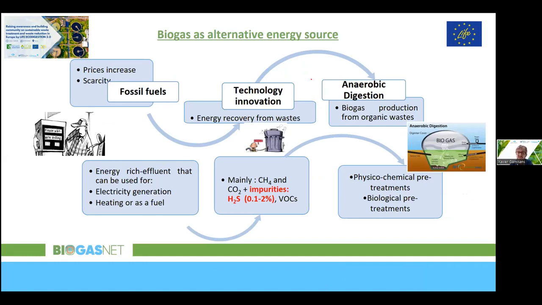I'm not going to explain so much about biogas. Everybody here, I think, knows what biogas is and how it's produced, and basically here I'm talking about the impurities that biogas contains, and in more detail about H2S, hydrogen sulfide, which is a very corrosive compound and a real annoyance in the use of biogas. H2S can be removed by physicochemical technologies, but in our case, we have been developing other technologies based on biological pretreatments.